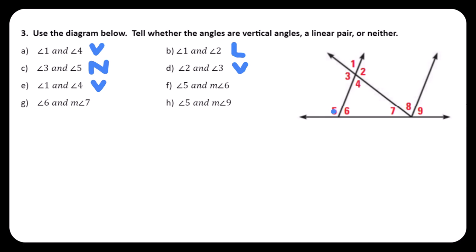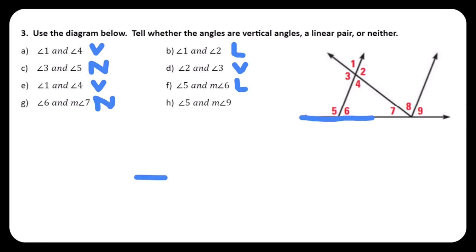5 and 6. 5 and 6 are right here. These two angles complete a line. So you see how the lines are drawn right here. So 6 and 5, they complete that line. So that's going to be a linear pair. 6 and 7. Here's 6. Here's 7. They're not completing a line. They're actually further away from each other. So this is going to be another example of neither. And last, 5 and 9. 5 is right here. 9 is right here. They're so far away from each other, it's not going to be vertical or linear pairs.